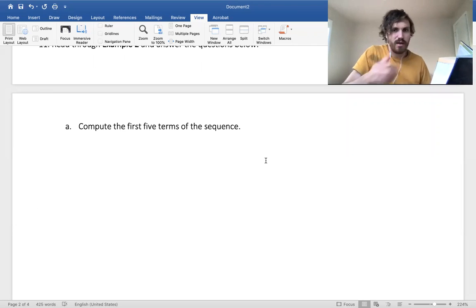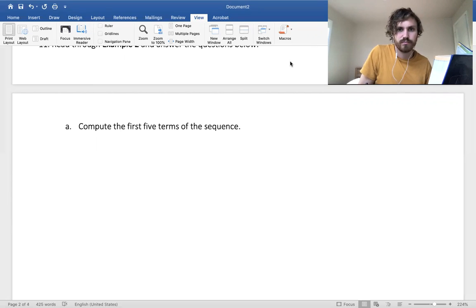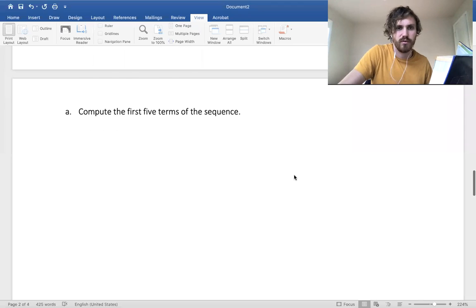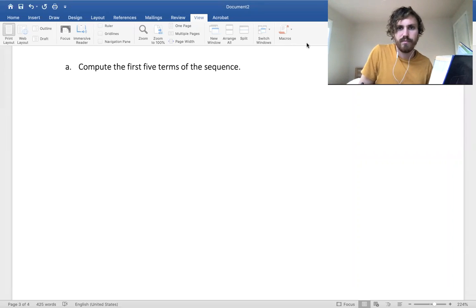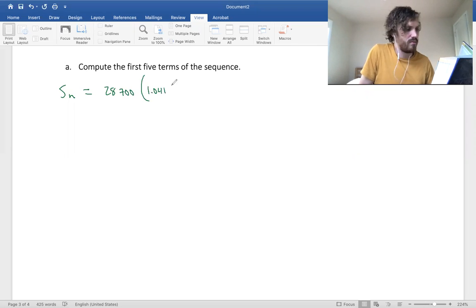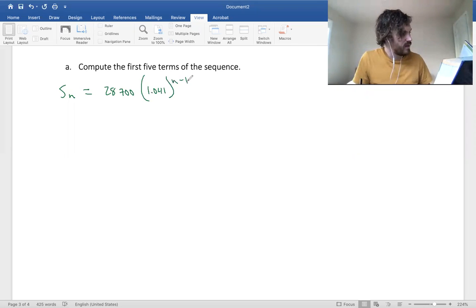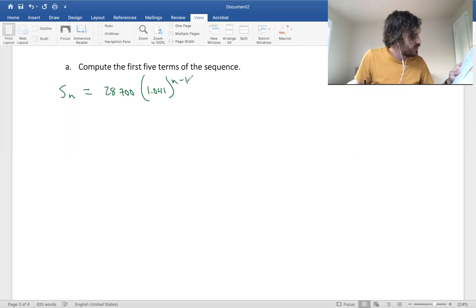Then the formula S sub n, so let's write this down. But I guess I'm gonna scroll all the way up here. The formula S sub n equals 28,700 times 1.041 to the n minus 1 gives your total savings at any time during the year leading up to the nth anniversary. Okay, so basically, total savings at any time during the year leading up to the nth anniversary.